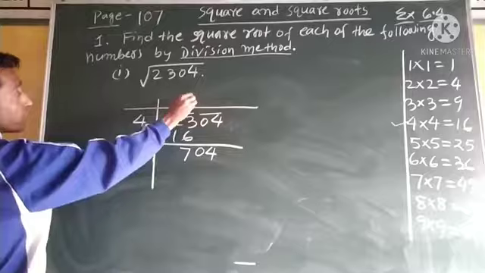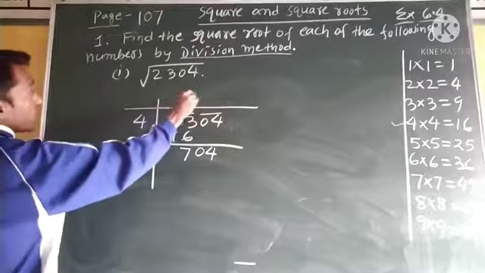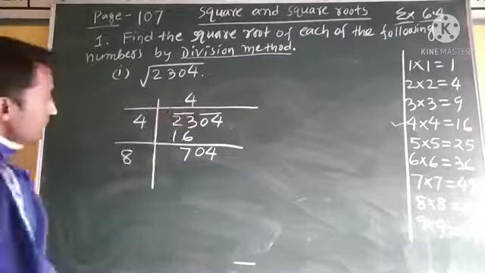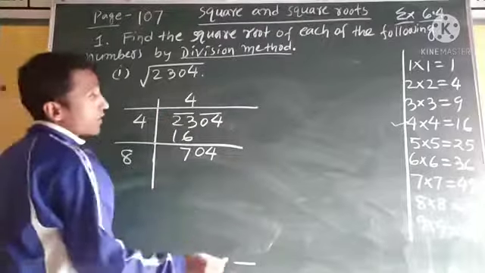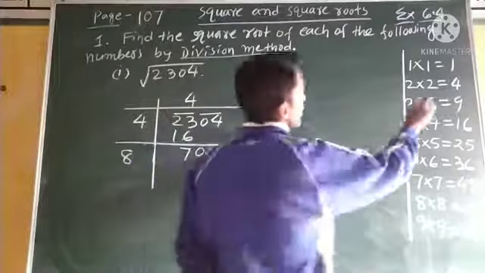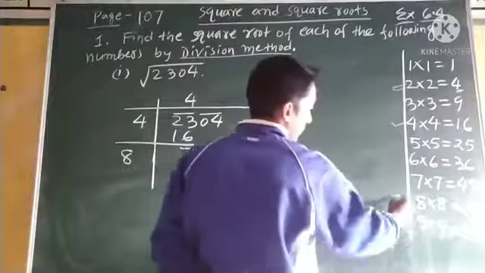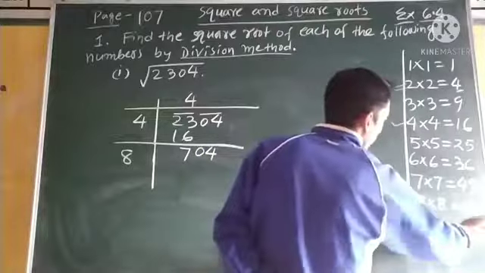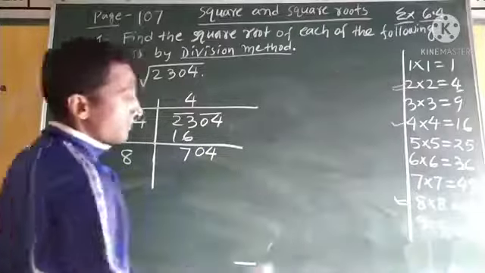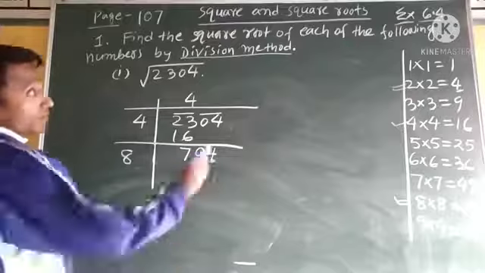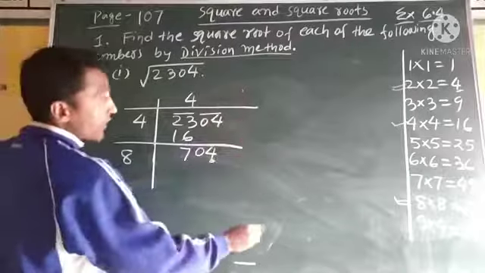Now, to get the next divisor, you double the quotient. The first digit of the quotient is 4, so you double it: 4 times 2 is 8. Now, to get 704, what digit should we put? If you use 2, then we get 4 as the ending digit. If you use 8, you also get 4 as the ending digit. Since the ending digit is 4, you have to try 2 or 8.